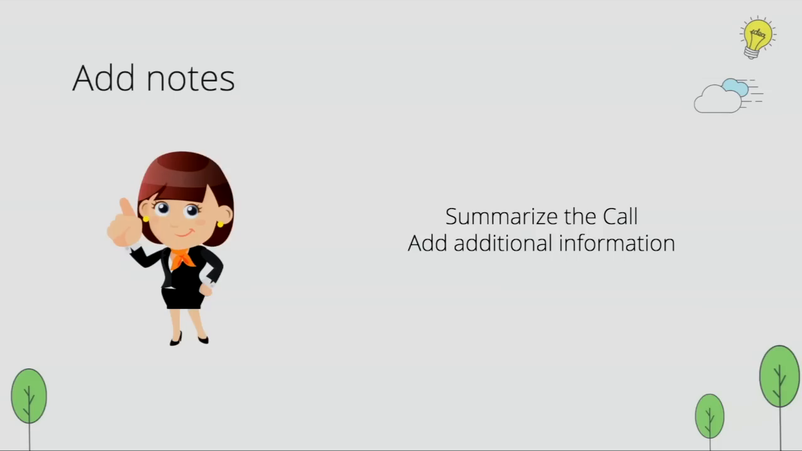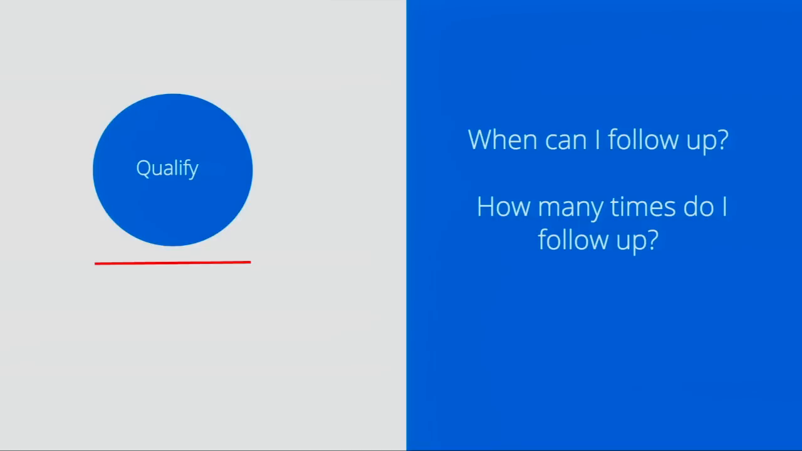Let's go ahead and summarize our call. So let's pretend that we called Jasmine Frank, and she decided that she was interested in uniforms for her basketball team, and I wanted the reps to summarize that information. So summarize the call in the notes, and then add any additional information. So when can I follow up, and how many times do I follow up? So we're going to continue qualifying our lead.